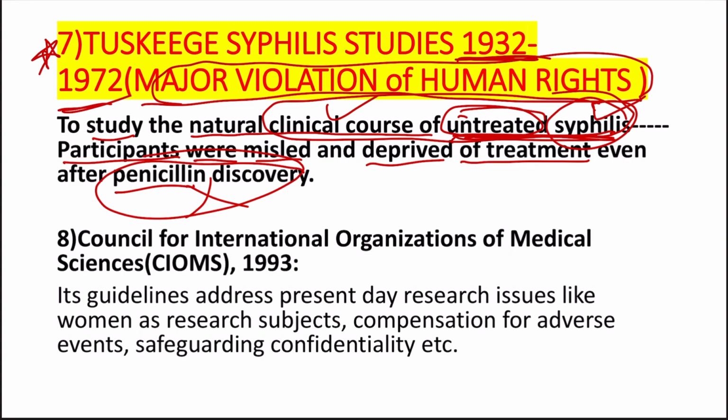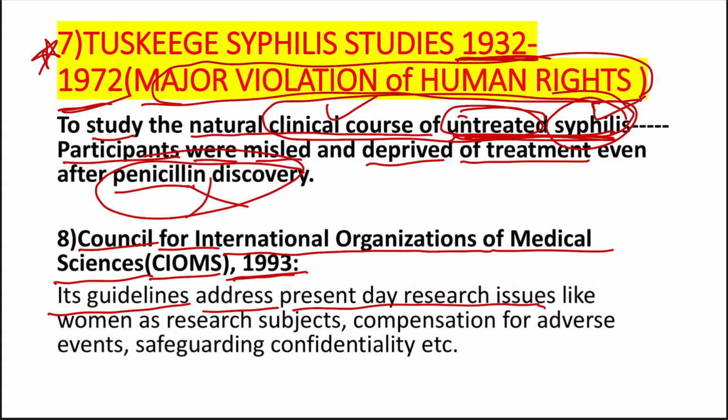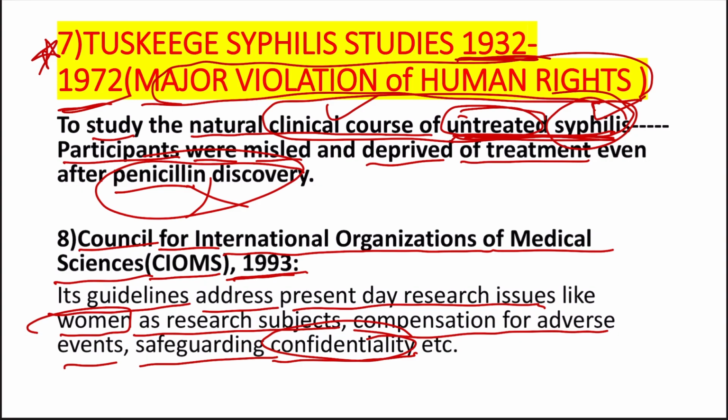Then coming to the next one, that is the Council for International Organizations of Medical Sciences, that is CIOMS, in the year 1993. Its guidelines address present day research issues. It included issues like including women as research subjects, compensation for adverse events which occur during clinical trials, and safeguarding the confidentiality of the individuals who are participating in the clinical trials. So the three important things considered here are compensation for adverse events, safeguarding confidentiality, and including women as research subjects.